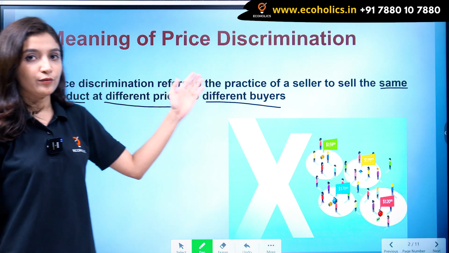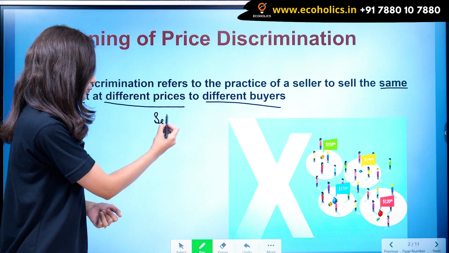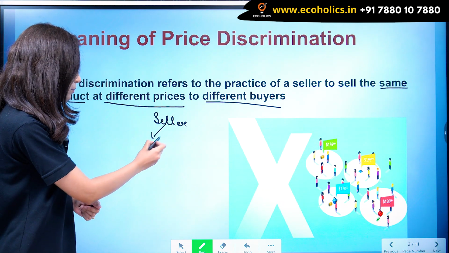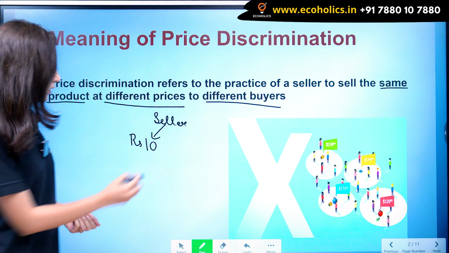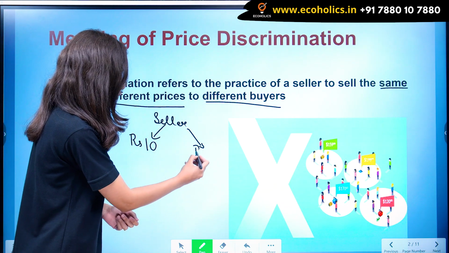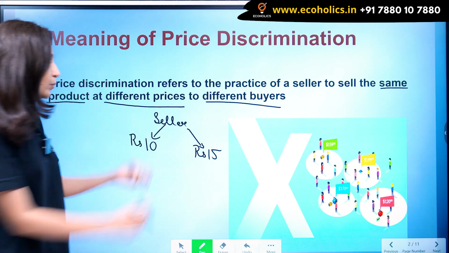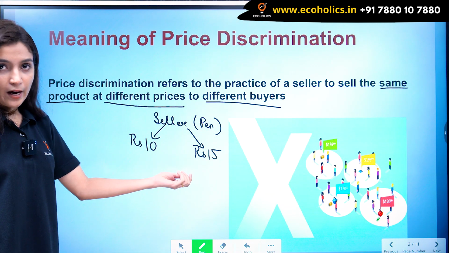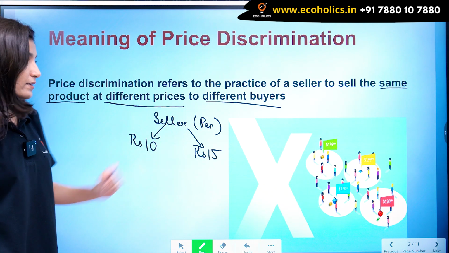Let's understand the concept of price discrimination with the help of an example. Now let's say there's a seller who sells pen. To one buyer he sells the same pen at rupees 10 and to another buyer he sells the same pen for rupees 15, let's say. So now because he sells the same good, that is pen, to different buyers at different prices, therefore this becomes a case of price discrimination.